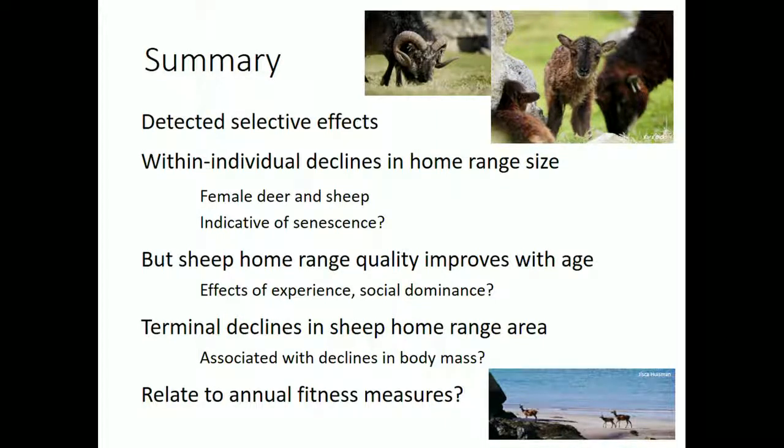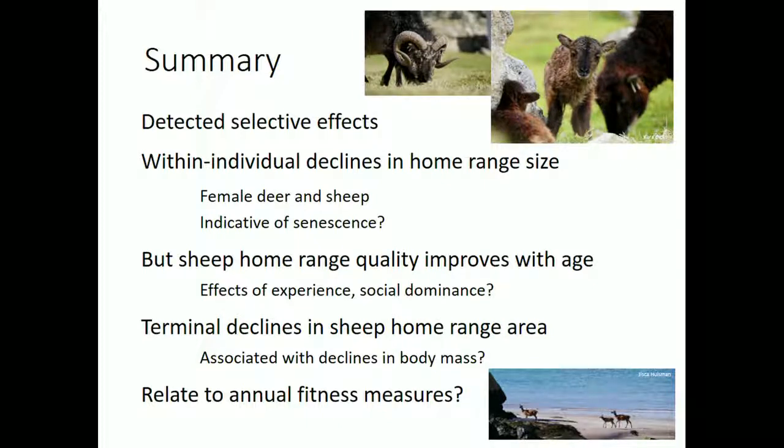We do see these terminal declines in home range area, so it would be interesting to put those into a model of body mass and see if we can explain some of the final decrease in body mass with declines in home range area. I haven't got to that yet. And also in the deer, I'm quite interested to see whether the scales we're talking about here are quite different. In terms of the sheep, their home range areas are just much smaller on average, but in the deer, they're quite a lot bigger.